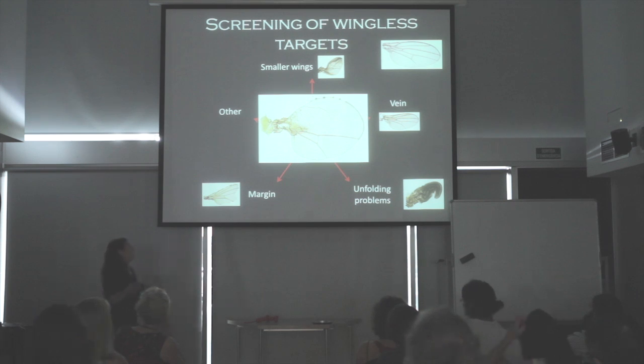For me, this is amazing because the anterior part of the wing is completely messed up. There is no differentiation and there is a lot of proliferation, but the posterior part is normal, wild type. So this, for me, is amazing.